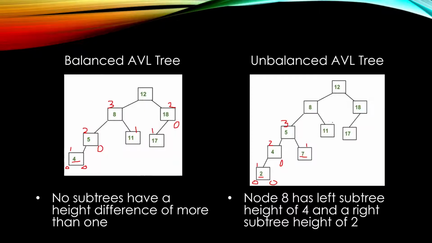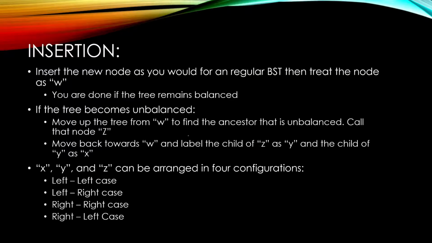We look at the right of 8. We just have 1 here. And then the difference between 3 and 1 is 2. So now we have a conflict at node 8, whose left subtree is larger than its right subtree, or the height of its left subtree is larger than the height of its right subtree. As such, we now have to do a course correct to rebalance this tree.